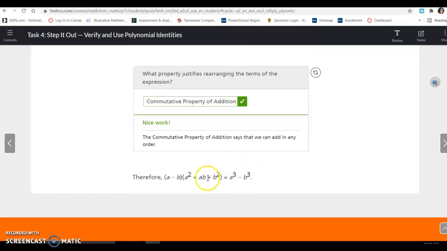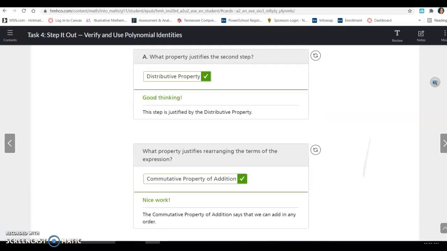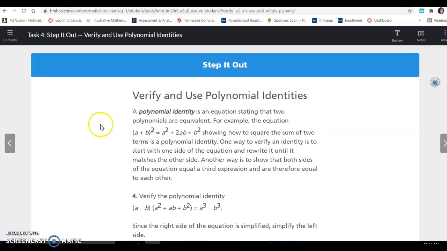All right, so it says therefore (A minus B) times (A squared plus AB plus B squared) equals A cubed minus B cubed. So again, this is a difference of cubes, something important to know. Also, again up here, this one is something that we'll talk about more, but this is definitely something you need to know as well. Some perfect square trinomials.